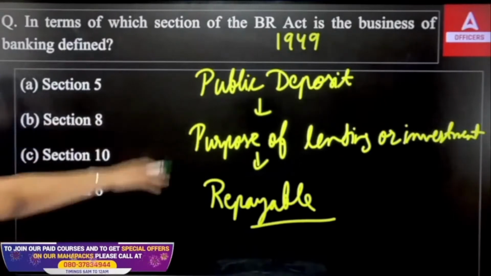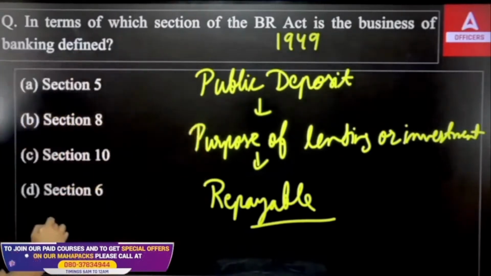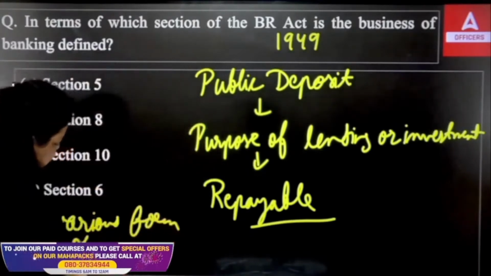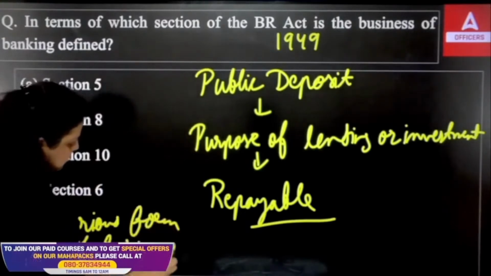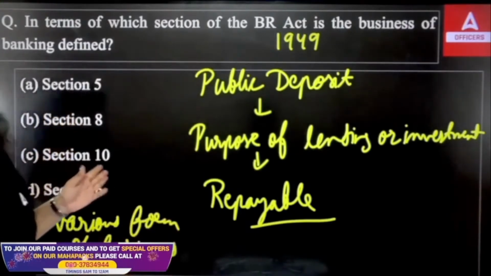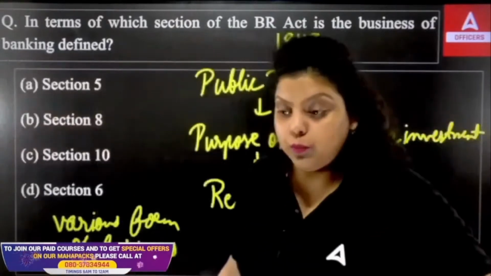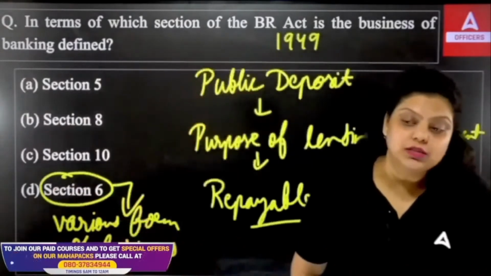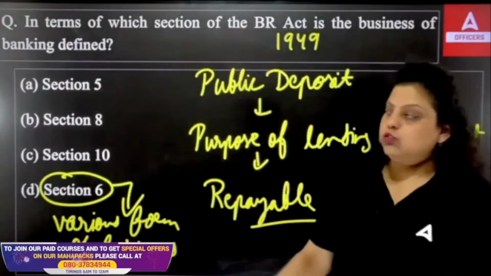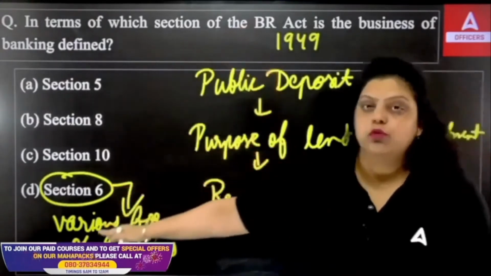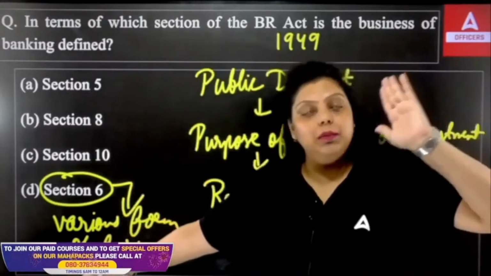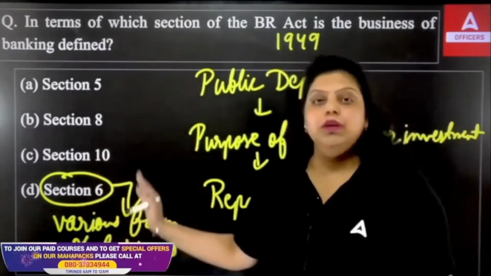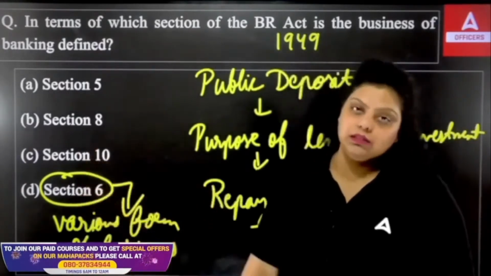Now, these are the business of banking. But apart from that, various forms of business are provided by banks. Banks are not only providing these services, they are providing more than these services also. The various forms of business that the bank performs are defined under Section 6 of the same Act, the Banking Regulation Act. Like providing demat account, insurance policy, mutual fund, etc. These are the various types of business that banks provide, and this is defined under Section 6.